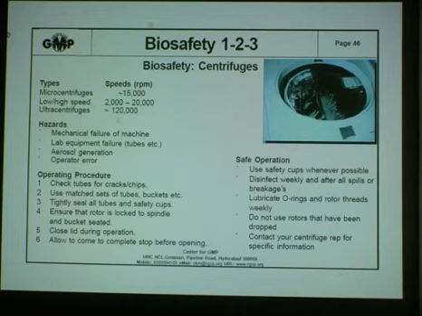The correct operating procedure would be to check tubes for cracks and chips, use matched sets of tubes, buckets, etc. Tightly seal all tubes and safety cups. Ensure that the rotor is locked to the spindle and the bucket properly seated. Close the lid during operation and allow the system to come to a complete stop before opening.